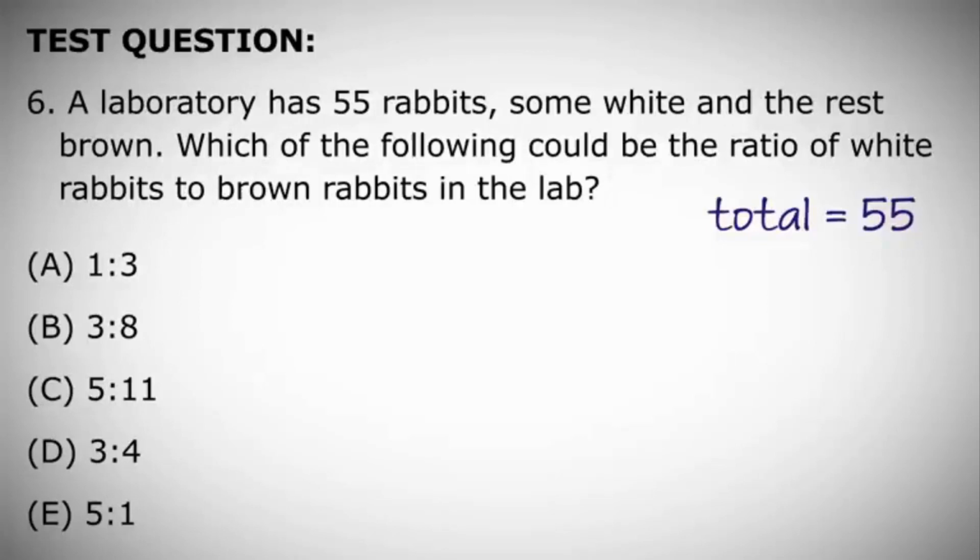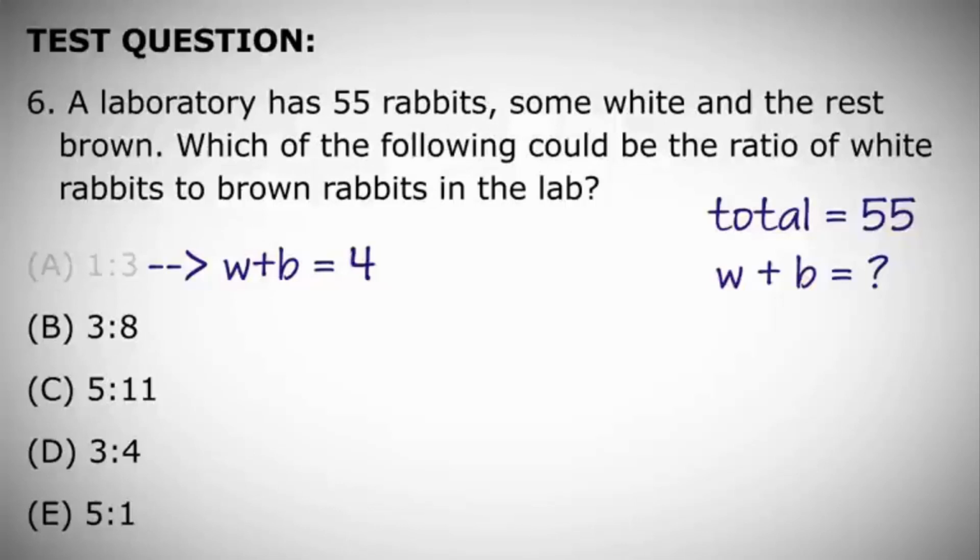When we look at the answer choices, we see white rabbits to brown rabbits. When we add those two values together, we get the lowest possible total number of rabbits. In order for an answer to be the correct answer, that total value must be a factor of 55, because we need to be able to multiply it by some factor in order to get 55 total rabbits. Let's try the first example. Answer choice A gives us a ratio of 1 to 3. When we add 1 and 3, we get 4, which is not a factor of 55. There's no integer that we could multiply 4 by in order to get 55 total rabbits.